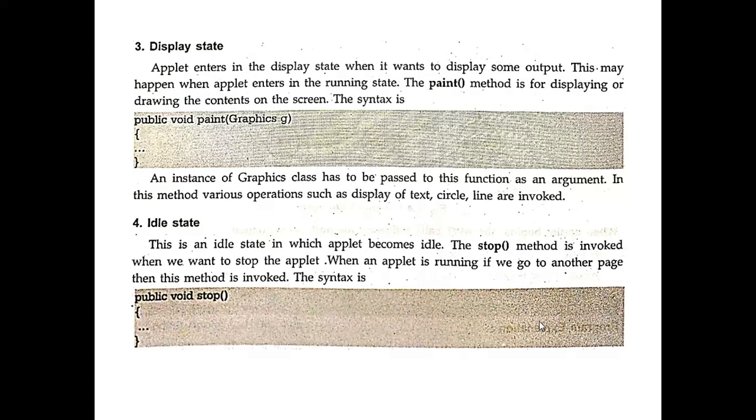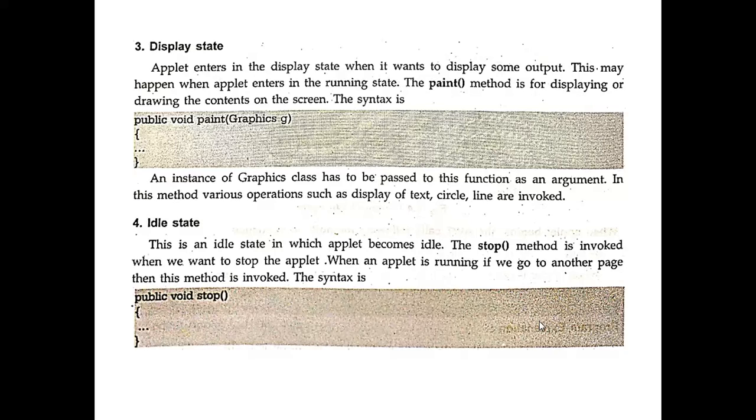Now we'll see the third stage, that is the display state, and an applet enters into the display state when it wants to display something on the output. This may happen when the applet enters the running state. The paint method is used for displaying or drawing the contents on the screen. The syntax for paint is shown below, that is public void paint, where we pass an argument that is Graphics g.